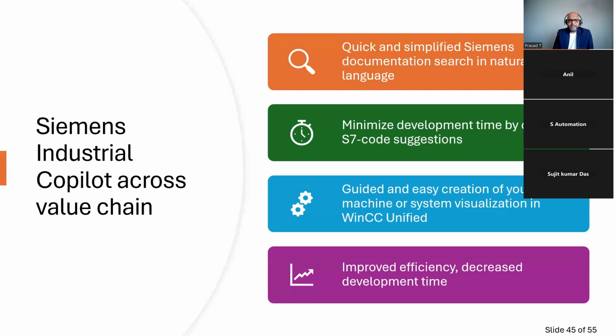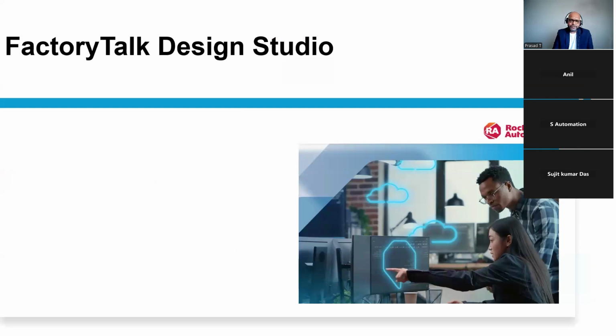So to summarize the Siemens features, these are the four different improvements that they claim: simplified documentation with NLP, natural language; minimized time for development; easy creation and guided visualization in WinCC; and improved efficiency.